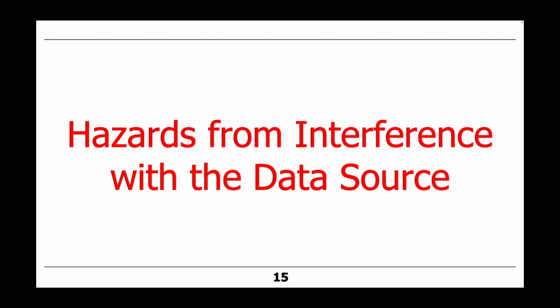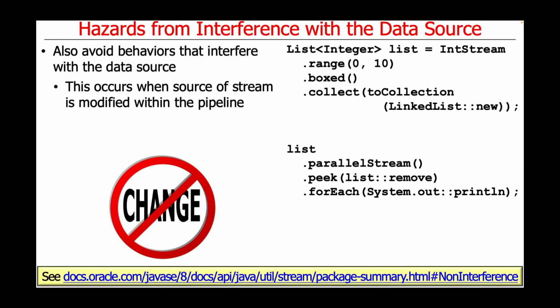Next problem I want to talk about is hazards that are introduced from interference with the data source. So what the heck does that even mean? This occurs when the source of the stream is modified within the pipeline, within the various elements that are chained together in a fluent style. So let's take a look at this.